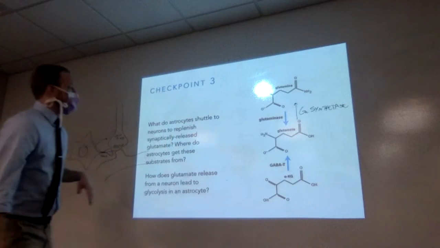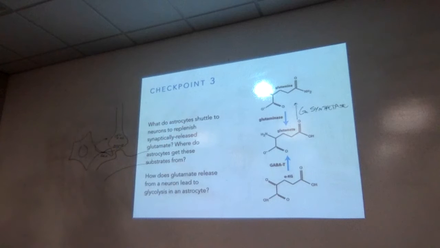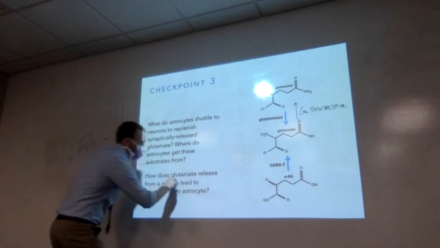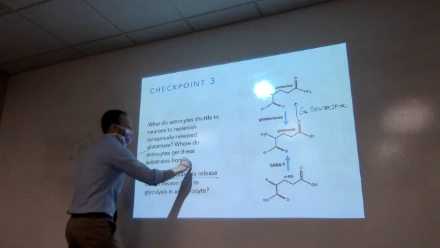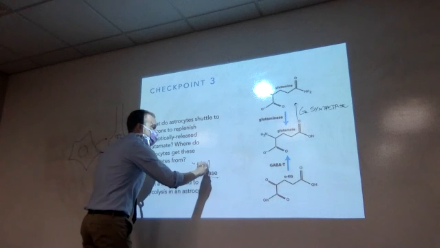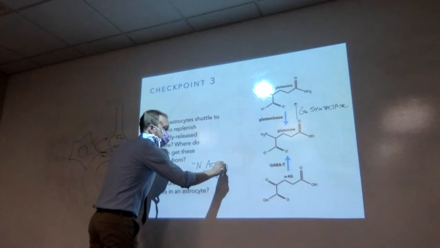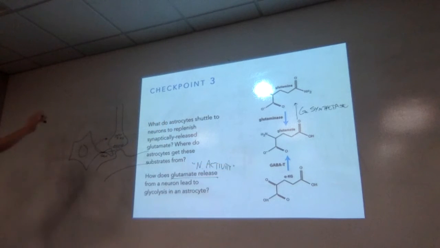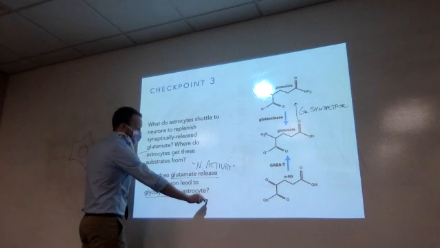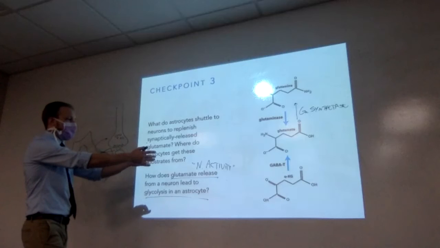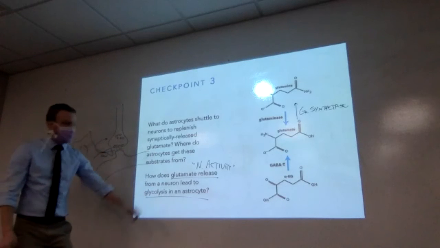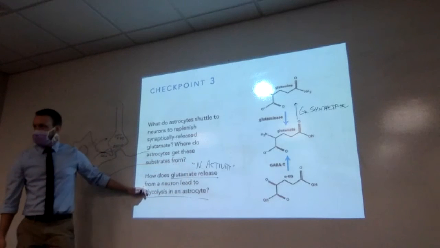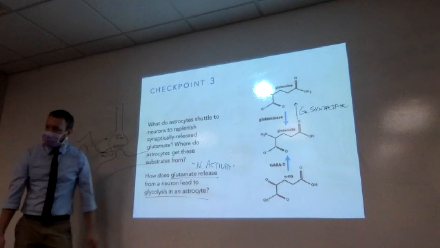Okay, so we got where we got those from. Okay. So whenever we have glutamate release, with this we're thinking neuronal activity. How is it that neuronal activity is going to then stimulate glycolysis in an astrocyte? We know we're active, we need ATP, so it would make sense that activity would stimulate glycolysis. Who can run me through that?